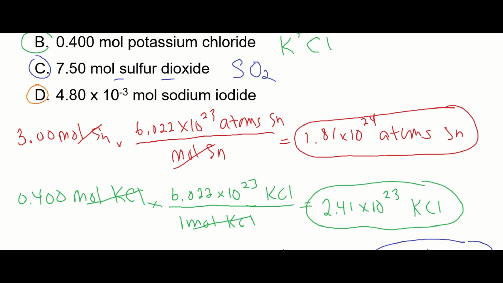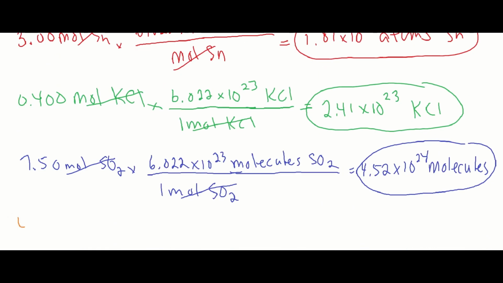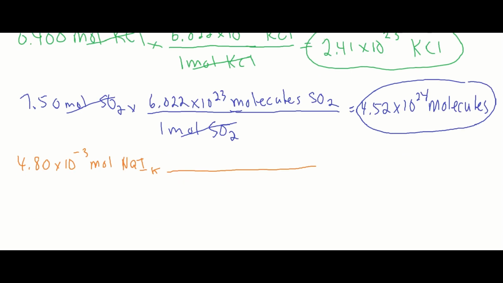Finally, part D, sodium iodide is another ionic compound, so let's use the charges of these ions to get the formula unit. They're going to cancel out, so it's NaI. So we start with what's given, which is 4.80 times 10 to the negative 3 moles of sodium iodide. And we want to get rid of moles and end up with representative particles. In this case it is the formula unit.